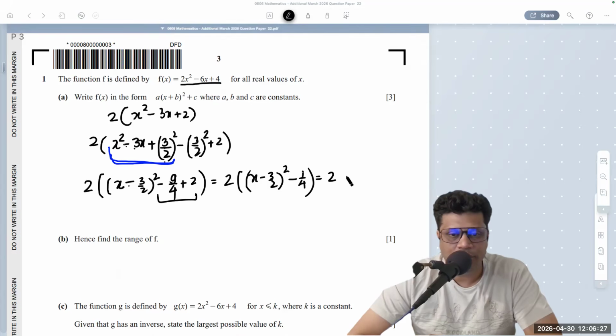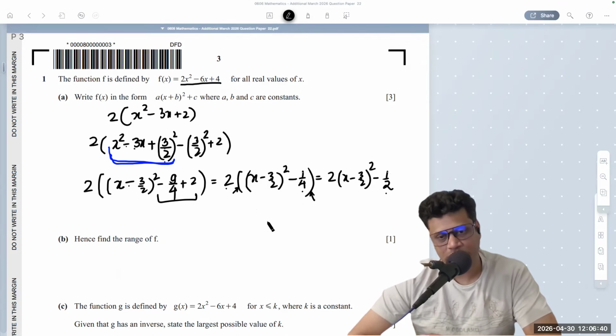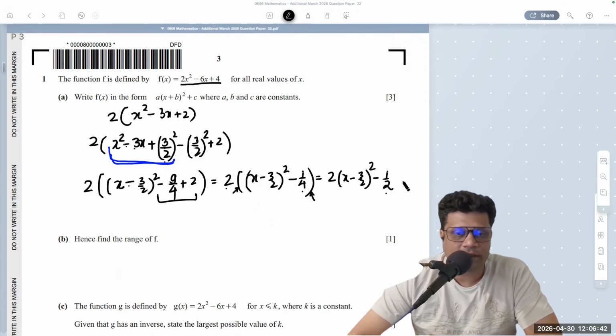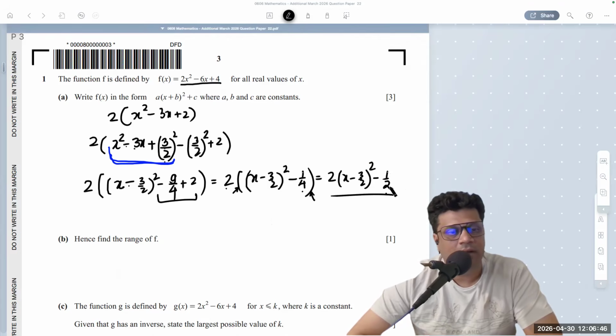And then you go to open up this bracket and you get 2 multiplied by (x minus 3 by 2) squared minus a 1 by 2. Another area of mistake, 2 multiplies with 1 by 4, it becomes a 1 by 2. Okay? So these are a few areas, and that is your final answer for this much of it.